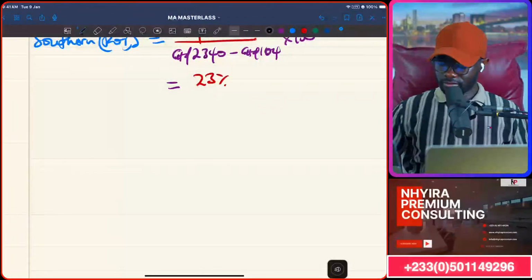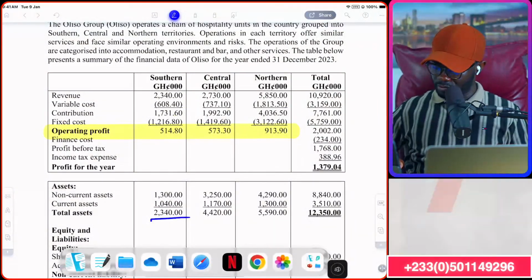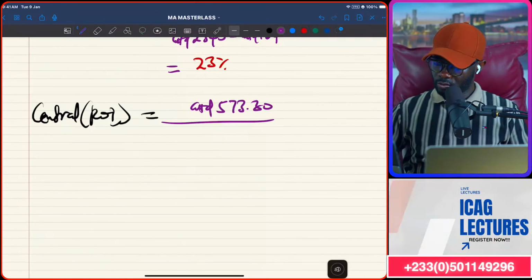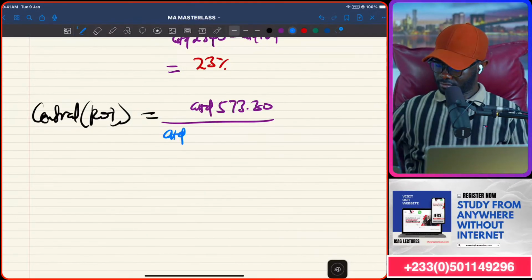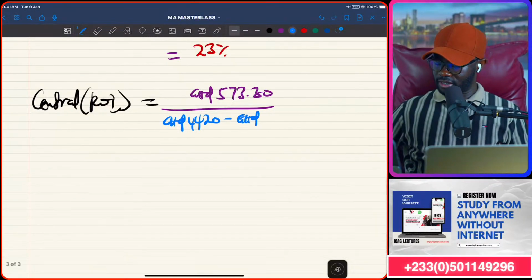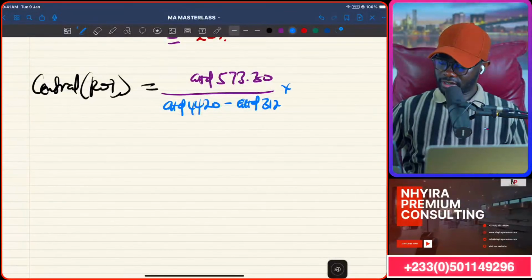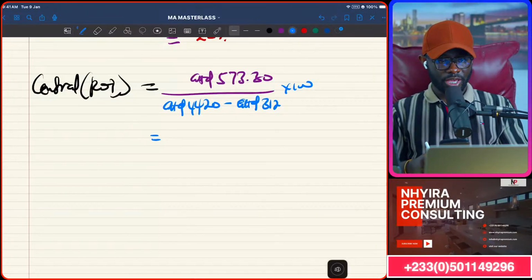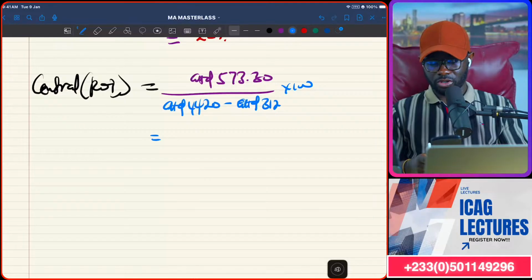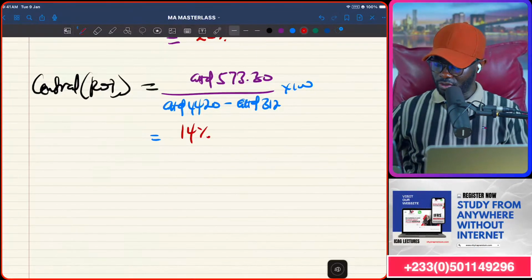Next one, we're going to dance the same way. We are dealing with the central territory. So ROI for the central territory. Operating profit is 573.30. We divide that by the total assets. Total assets is 4420 minus the current liabilities. You've got to be careful there. And that is 312, times 100. We punch that out. Let's see what we got. 573.3 divided by 4420 minus 312 times 100. I'm getting approximately 14%. We are working to the nearest whole number.